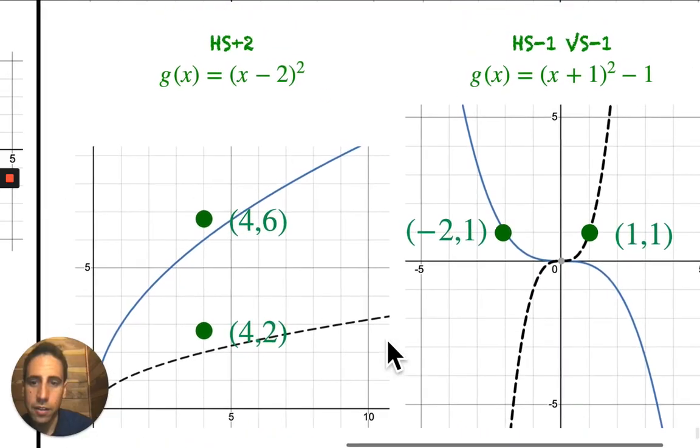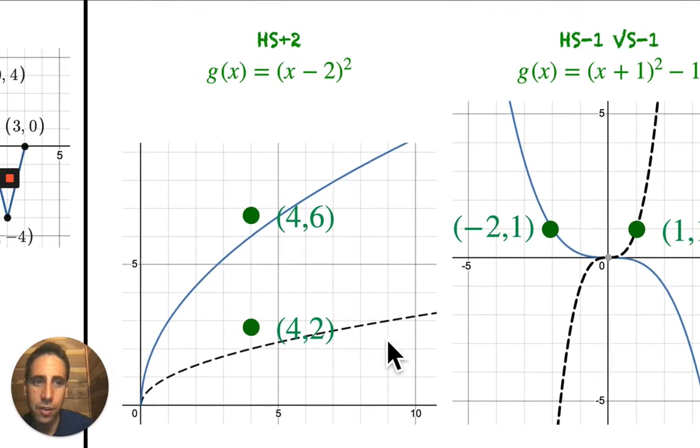All right, so here's the fun one. We've got this blue, the dotted black line is the original. Oh, these points are off.